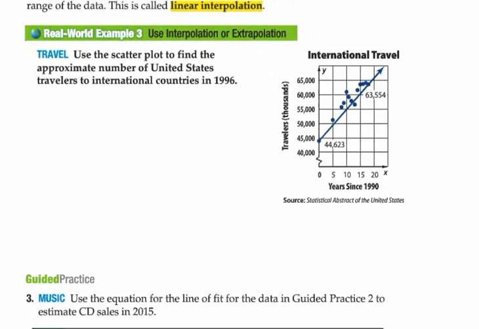Okay, we are supposed to use the scatter plot to find the approximate number of United States travelers to international countries in 1996. So notice this is years since 1990. 1996 is probably right about here-ish. Okay, so we could almost guesstimate it right here. They want us to go ahead and go through the steps to find a line of fit and all of that. So we are going to do that with this right here. Okay, we are going to figure out these 2 points. They plotted it for us. They found the line of fit.